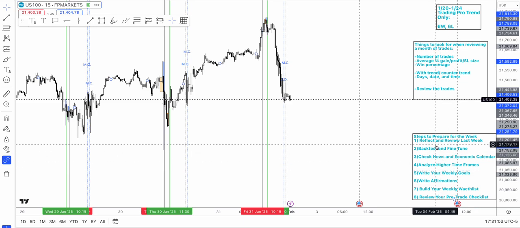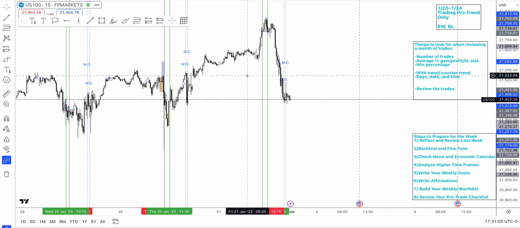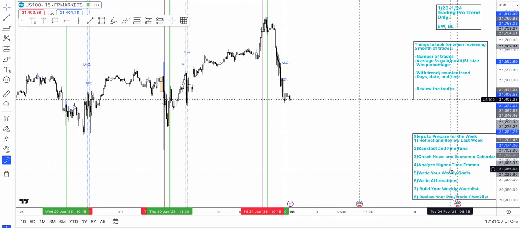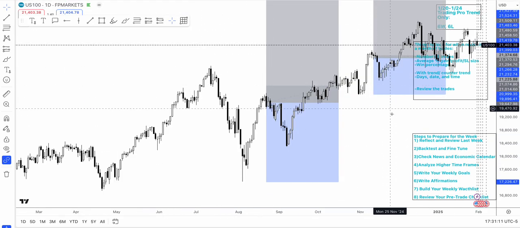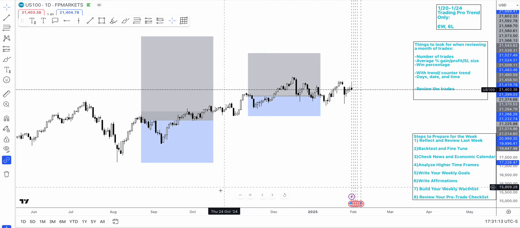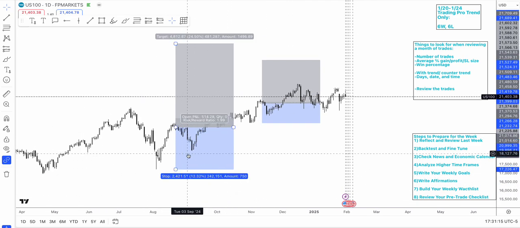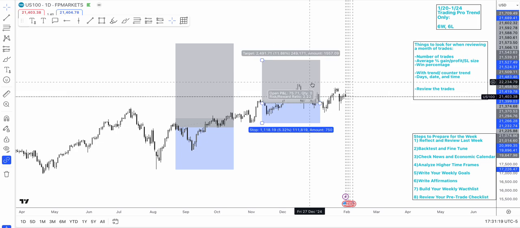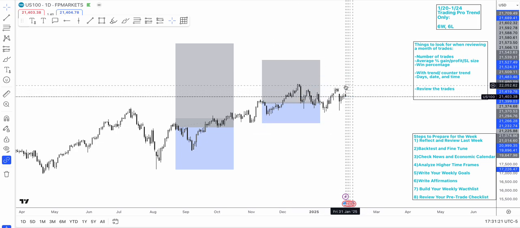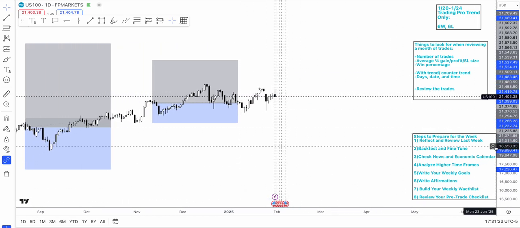So check the news. We already backtested. I'm just fine tuning and understanding that I'm going to just do pro trend this week. In the higher time frame, I think I spoke about it in a previous video, I'm looking for price to just push up overall into these and follow through with these trades or these trade ideas. So I'm still looking for it to push up, but we'll see what happens.